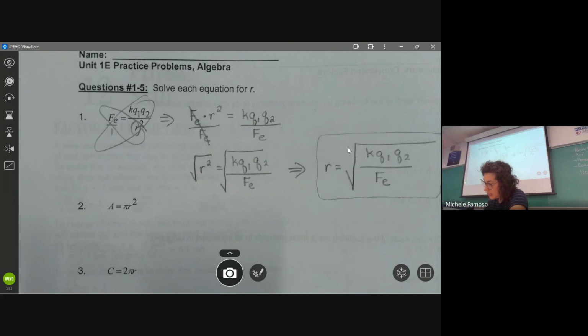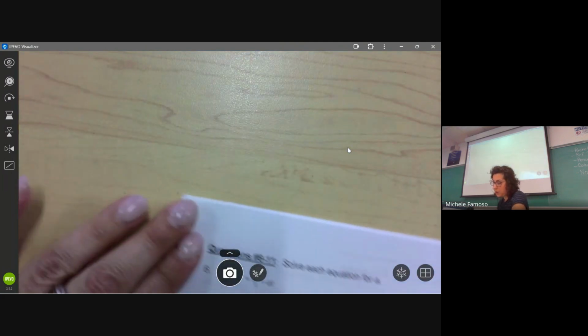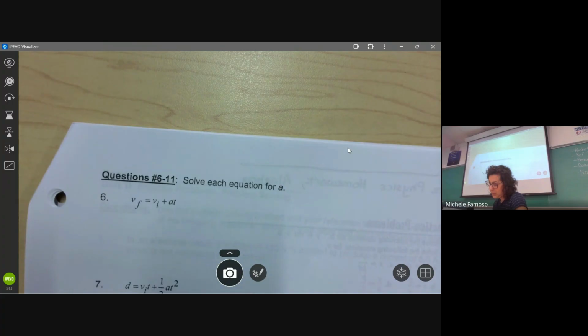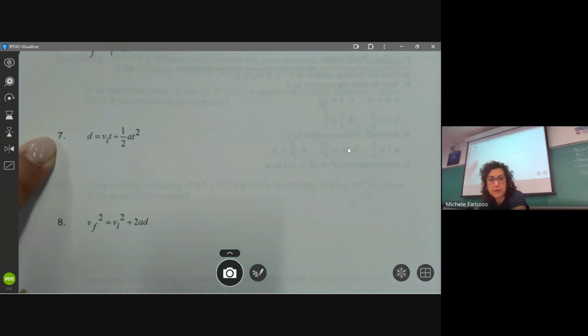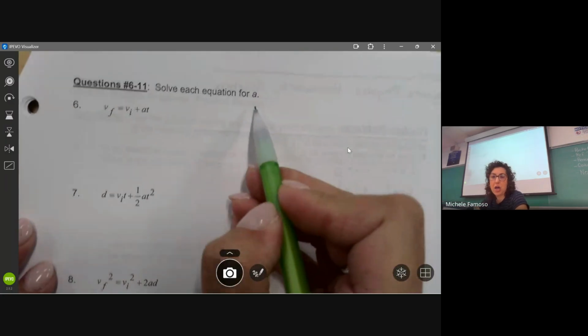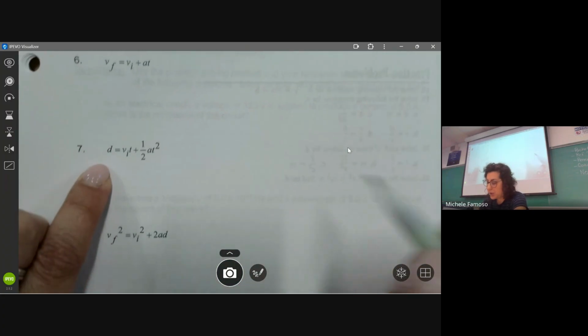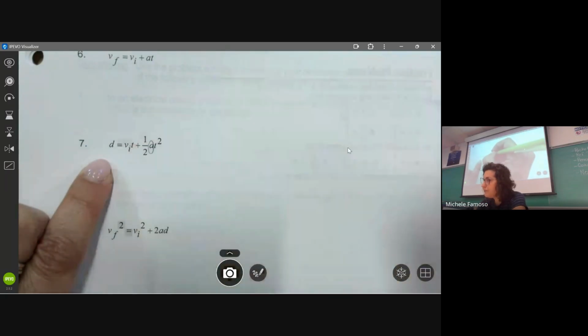Let's see. What's the next one I want us to look at? The others on this page, I think you'll be able to tackle. Let's go to page 11. There, I think, are two of them here that I want to tackle with you. Yeah, let's look at number 7 first. 7 is a little tricky. 6 through 11, we're going to solve for the lowercase a in each of these equations. So in number 7, here is the a.